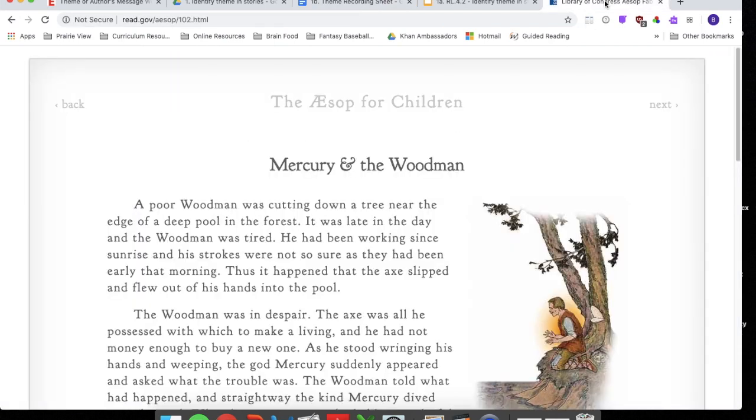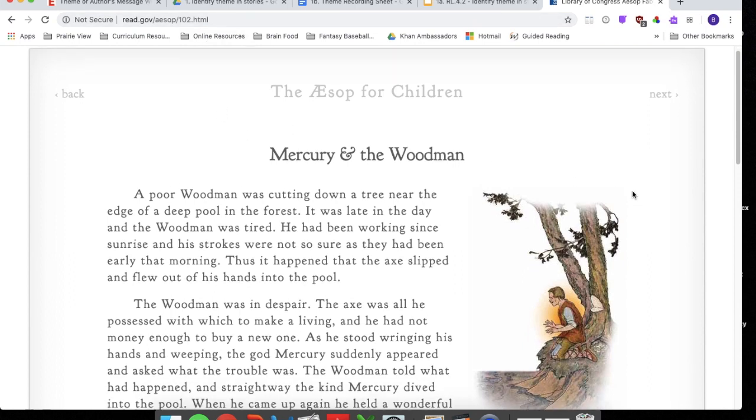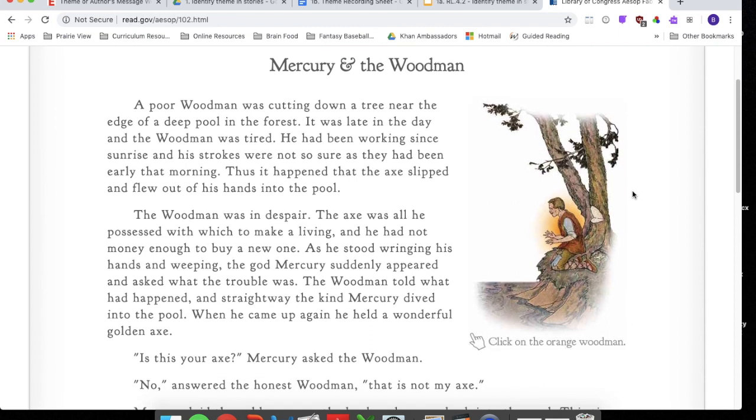Okay? So if you like these stories, you can go up to read.gov, and there are tons and tons and tons of these. The one that we're going to focus on today is called Mercury and the Woodman. All right? And when you click on it, there's our Woodman. So we can use our pictures to figure out what this is. So I like that sound.